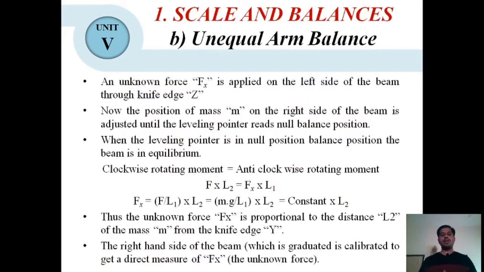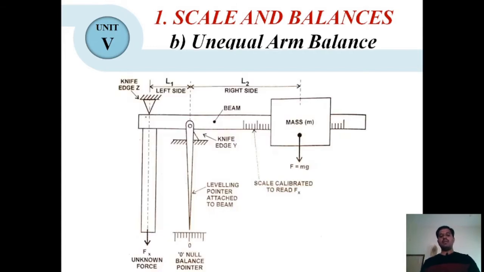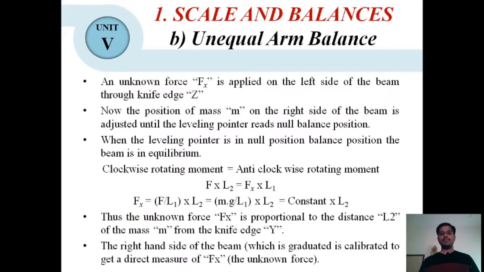So this is the operating principle. An unknown force Fx is applied on the left side of the beam through knife edge Z. The position of the mass on the right side of the beam is adjusted until the leveling pointer reaches the null balance position. That means we move this mass to an extent such that the pointer shows 0 on the scale.